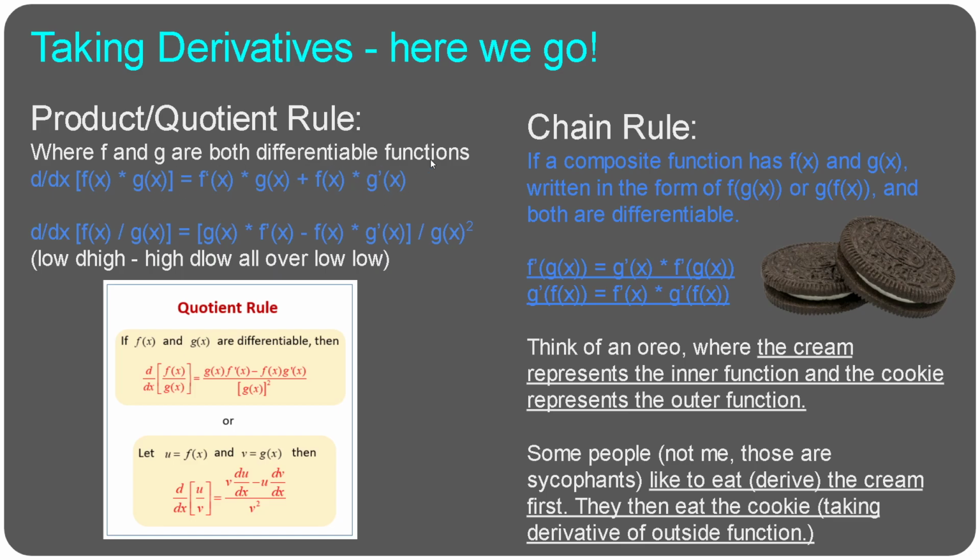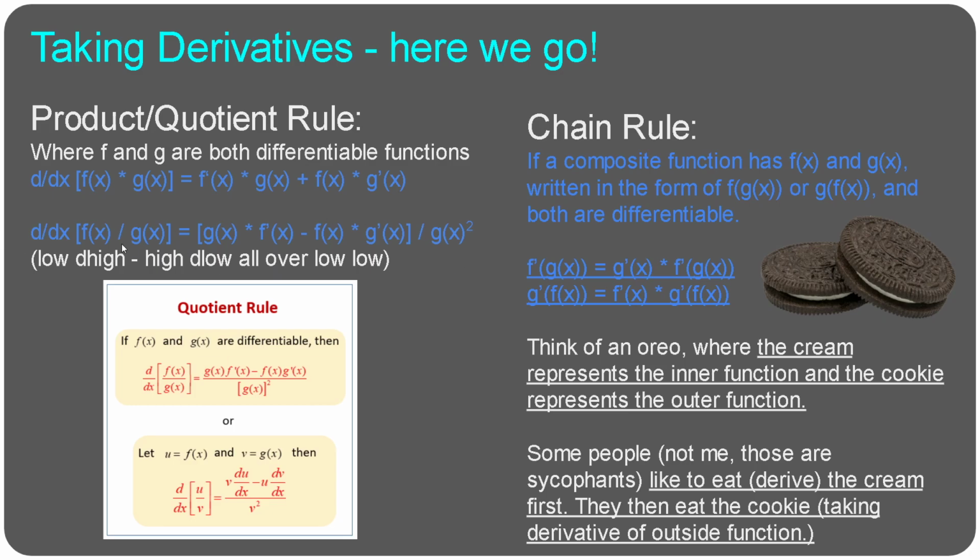So you have to take the derivative of both functions and multiply them by the original functions, if that makes sense. Here's the quotient rule. I almost said the division rule. The quotient rule. So once again, f and g are both differentiable functions. It's equal to g of x times f prime of x minus f of x times g prime of x divided by g of x squared.